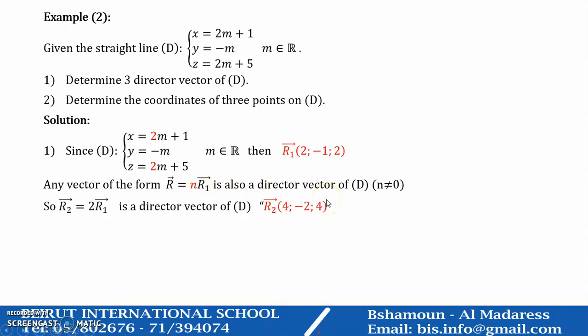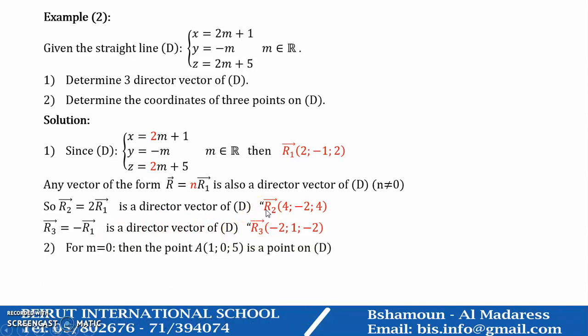Of course, n not equal to 0. So if we take r2, which is equal to 2 r1, we double the coordinates, it is a director vector of D. We notice that r2 equals 4, minus 2, and 4. This is the second director vector. R3, if it is equal to minus r1, in this case n equals minus 1, is also a director vector of the straight line D. So r3 equals minus 2, 1, and minus 2.